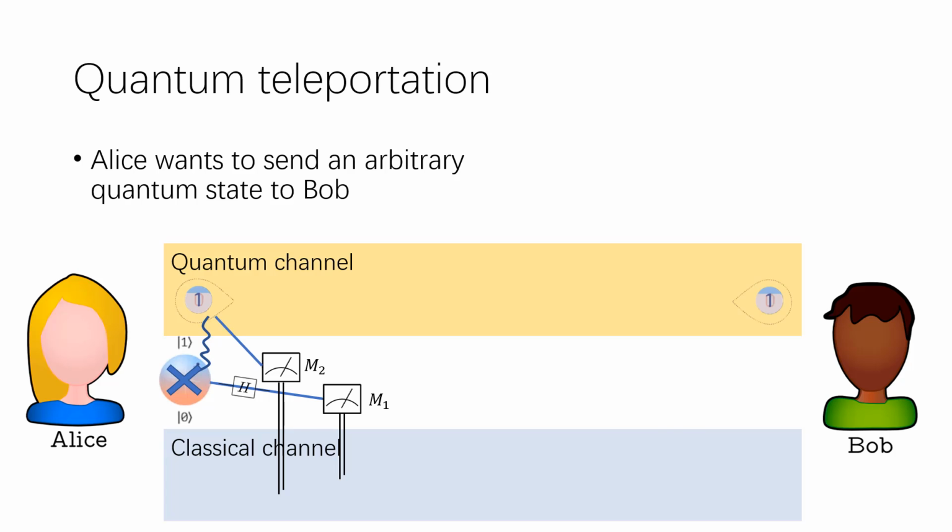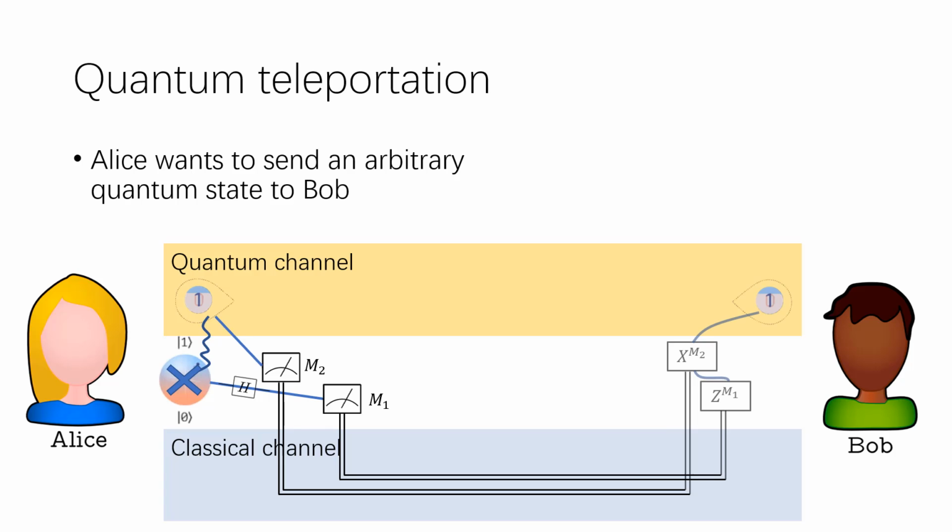The essential part of this process is that the results of the two measurements have to be transferred through the classical channel to Bob. This result is used to correct the quantum state of the photon on Bob's side. So Bob now receives M2 and M1, and if M2 is 1, then he first applies an X gate on the photon. An X gate means that you flip 0 and 1.